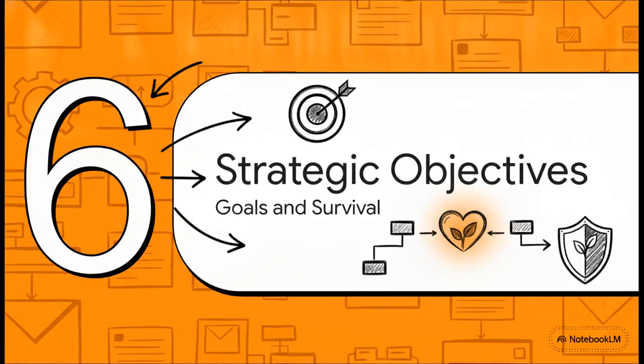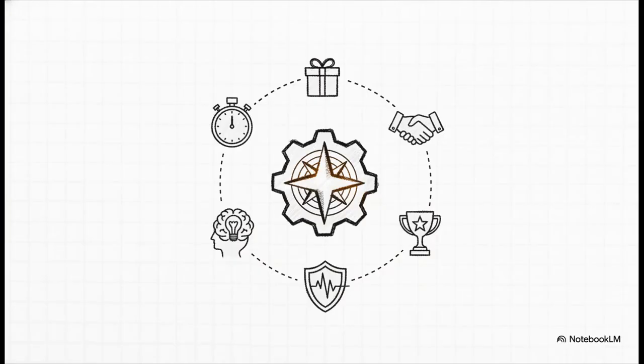Section 6, Strategic Objectives and Survival. Firms invest heavily in these systems to achieve 6 strategic objectives. Let's rapid fire through them. First, operational excellence, like Walmart's Retail Link system connecting suppliers directly to stores for insane efficiency. Second, new products and business models. Think of IT-enabled Apple's ecosystem or Netflix's streaming model. Third, customer and supplier intimacy.